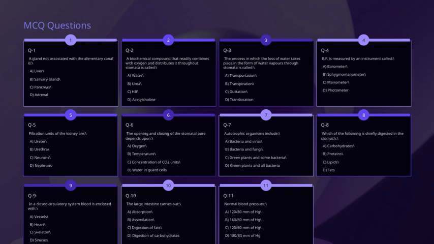When discussing the circulatory system, in a closed circulatory system, blood is enclosed within vessels. The heart acts as the pump, maintaining this circulation efficiently. Regarding respiration, oxygen is vital for cellular activities, and the exchange of gases occurs at the level of the alveoli in the lungs, facilitated by the process of diffusion.